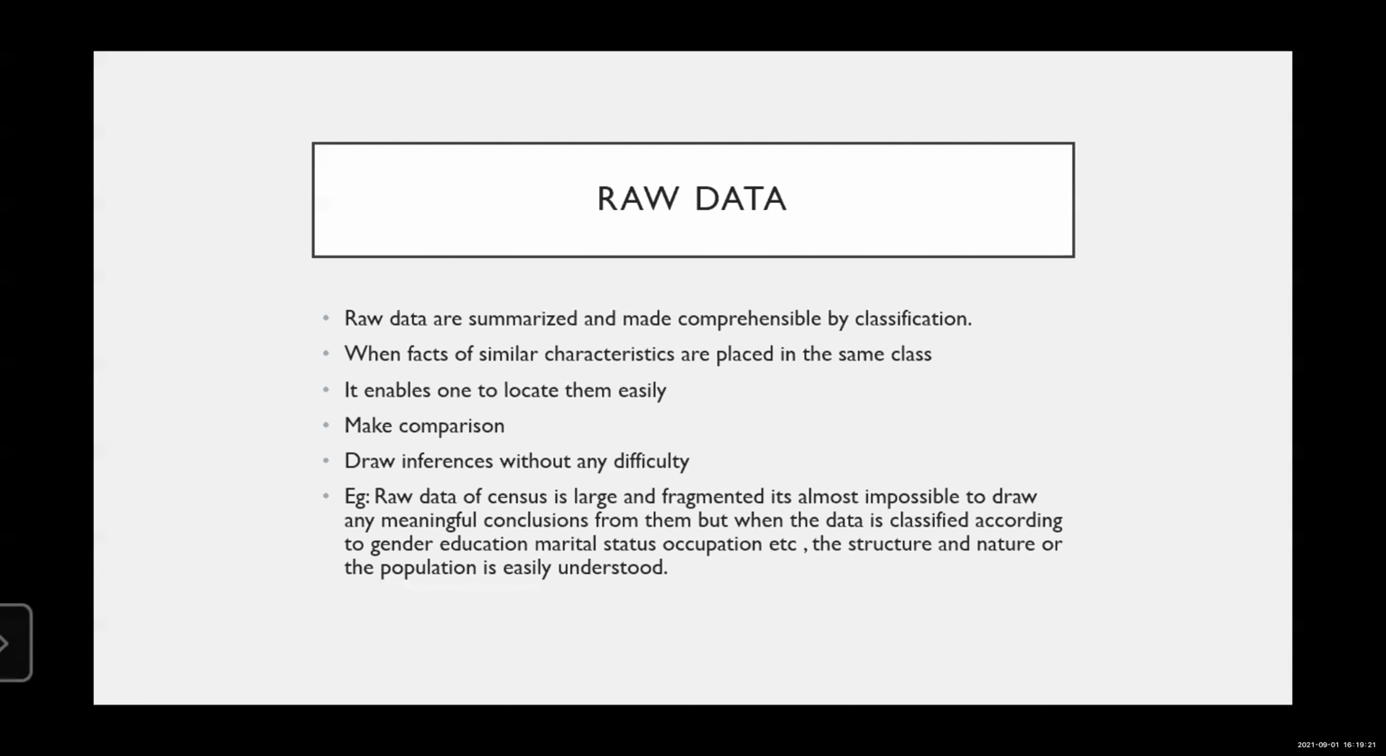Okay. Raw data are summarized. It enables one to locate them easily and make comparison, and draw inferences without any difficulty. For example, raw data of census is large and fragmented. It's almost impossible to draw any meaningful conclusions from them. But when the data is classified according to gender, education, marital status, occupation, etc., the structure and nature of the population is easily understood.